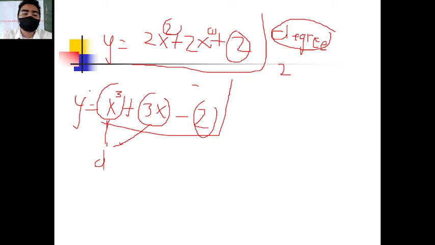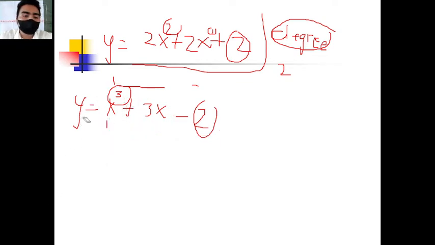Now, may I ask you, from the two terms, the first term and the second term, which has the highest degree? First term or second term? First term, of course, because the first term has the power of 3, or it is raised to the cube, while this second term has only 1 degree, or 1 exponent. So we could simply tell that the highest degree of this function is 3.